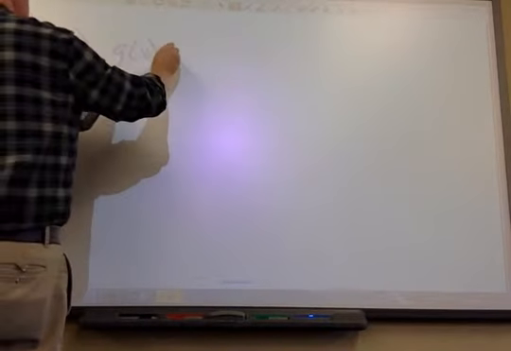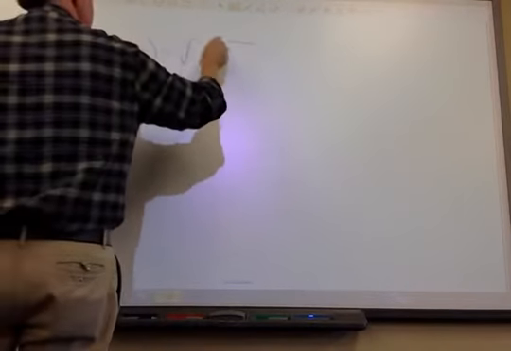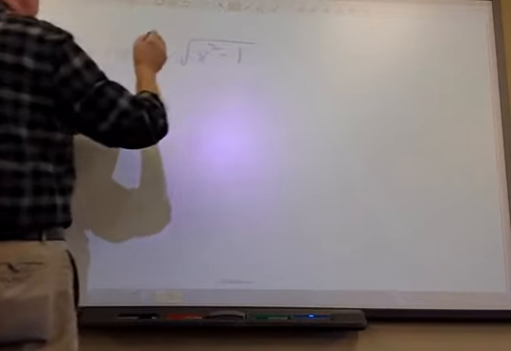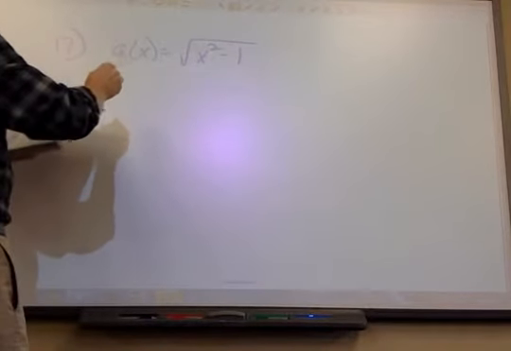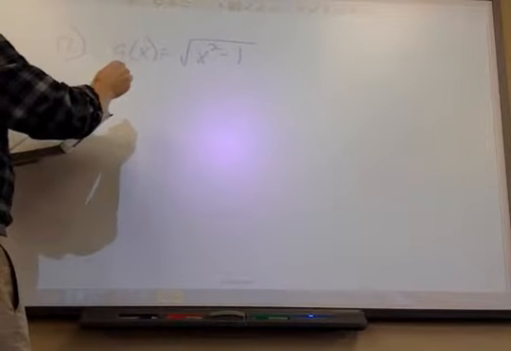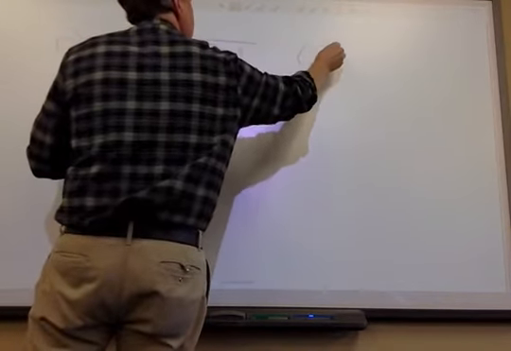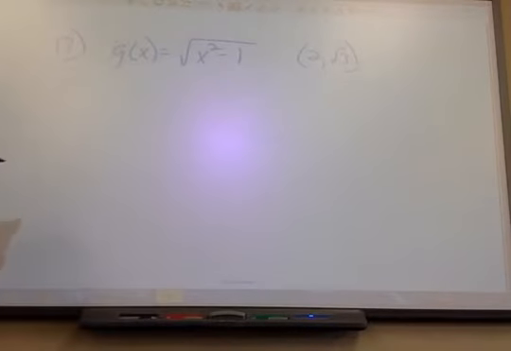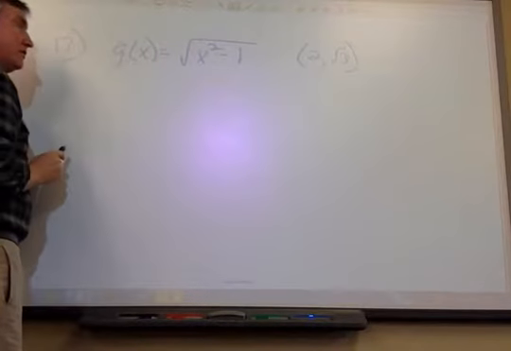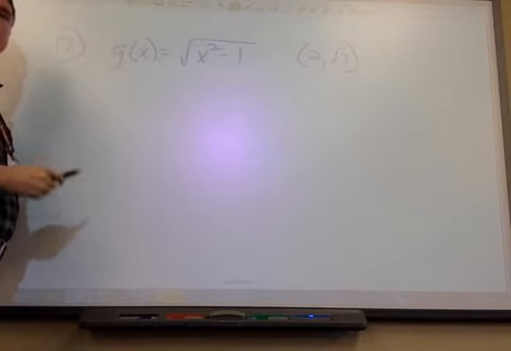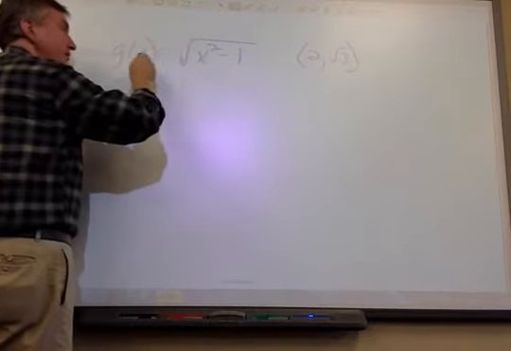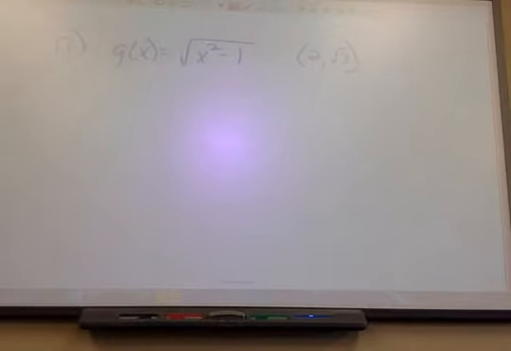17 says determine whether the point lies on the graph. Okay, so they give us g of x is the square root of x squared minus 1. Is that right? And the point is (2, square root of 3). If I let x be 2, if I put 2 here, what is y? They're just plugged in. So if I put 2 in and I get square root of 3, that point would be valid.